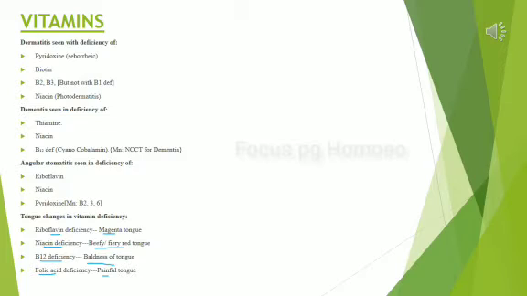Next is angular stomatitis. It is seen in the deficiency of riboflavin, niacin, and pyridoxine. Rubric here is B2, B3, B6. Riboflavin, niacin, and pyridoxine. Next are the tongue changes in vitamin deficiency.